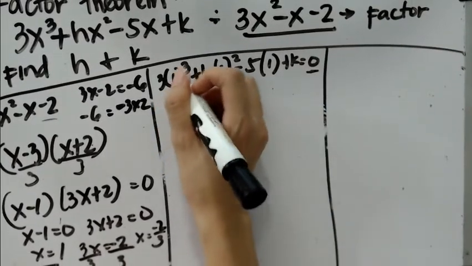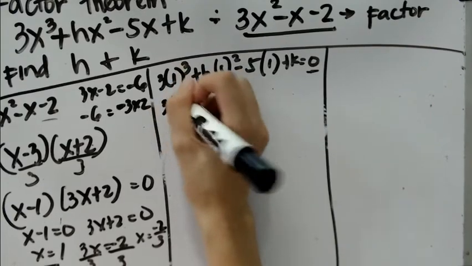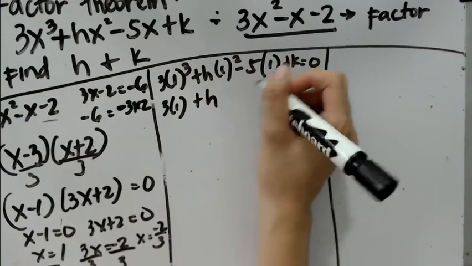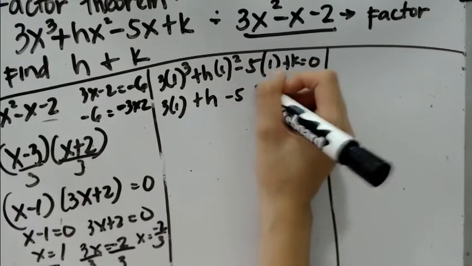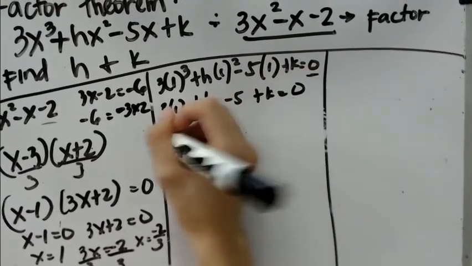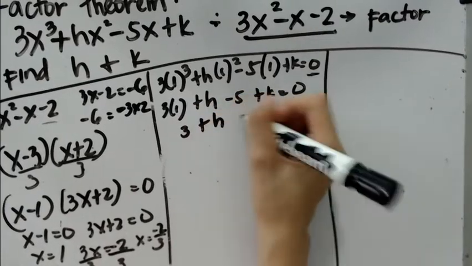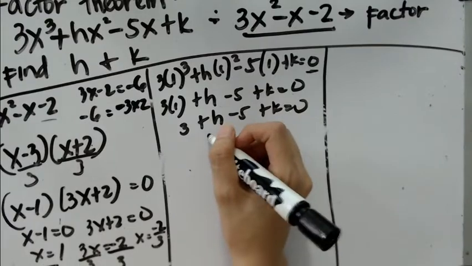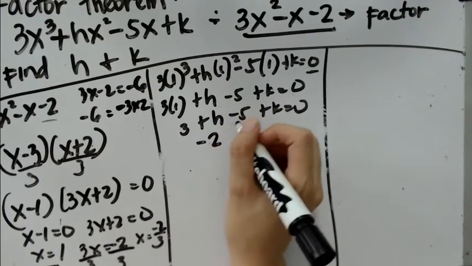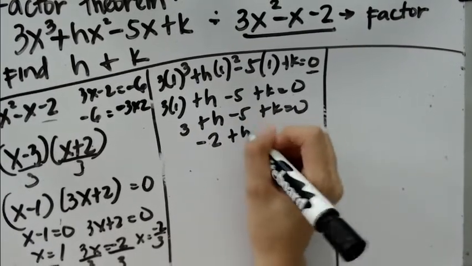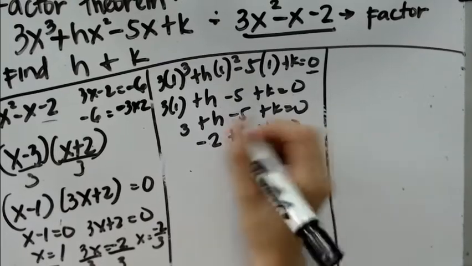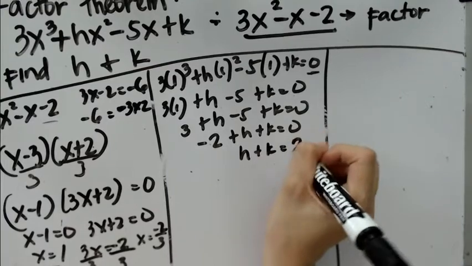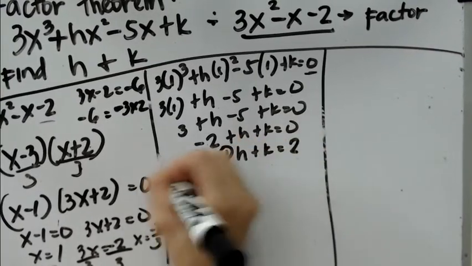We have here 3. 1 cubed is still 1. 1 squared is still 1 times h. We have h. Negative 5 times 1 is negative 5, plus k is 0. 3 times 1 is 3 plus h minus 5 plus k is equal to 0. Combining like terms, 3 minus 5 is negative 2 plus h plus k is equal to 0. Transposing 2 to the other side, we have h plus k is equals to 2. This will be our first equation.